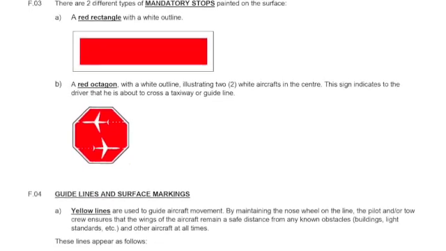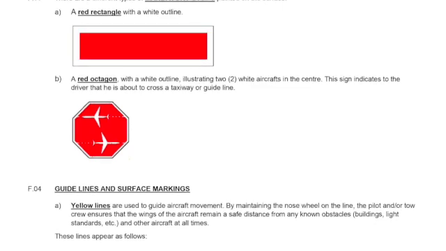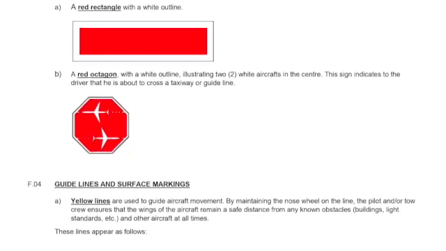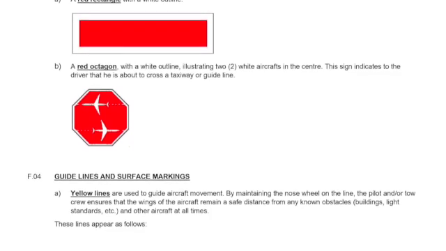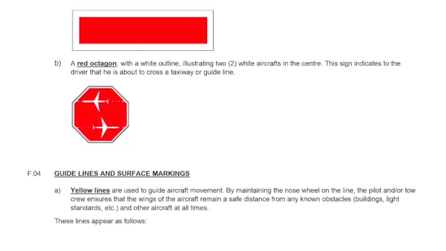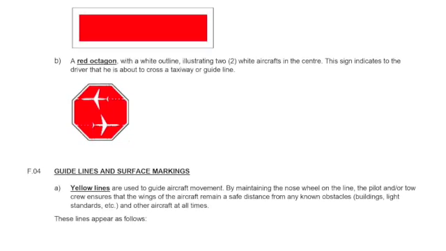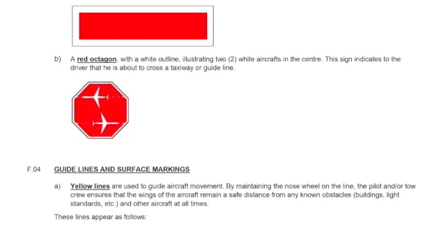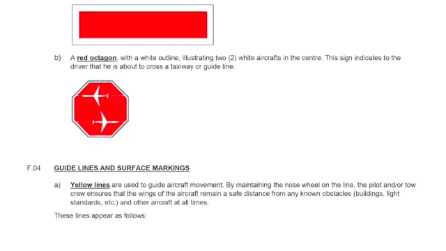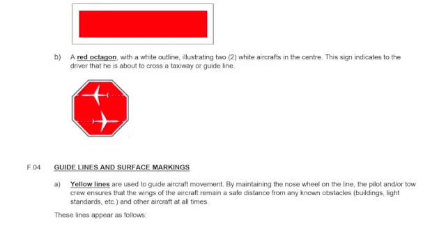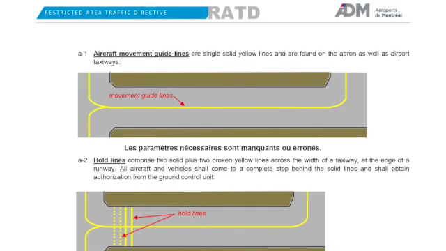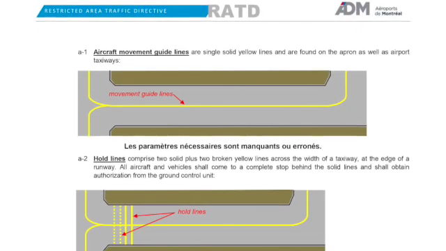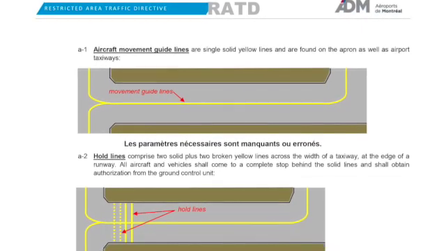A. Yellow lines are used to guide aircraft movement. By maintaining the nose wheel on the line, the pilot and/or tow crew ensures that the wings of the aircraft remain a safe distance from any known obstacles, buildings, light standards, etc., and other aircraft at all times. These lines appear as follows. A1. Aircraft movement guidelines are single solid yellow lines and are found on the apron as well as airport taxiways.